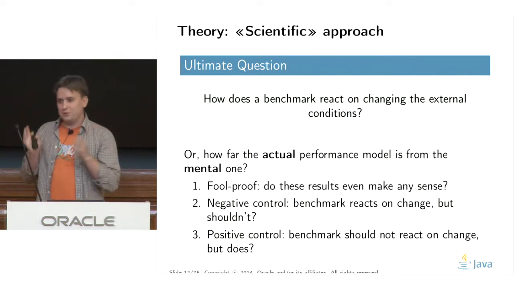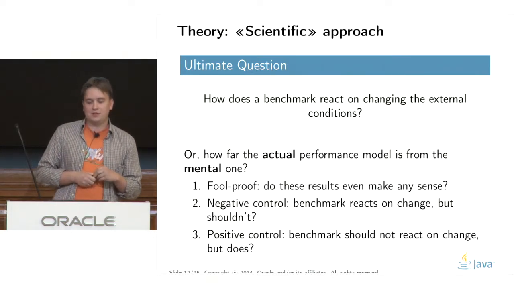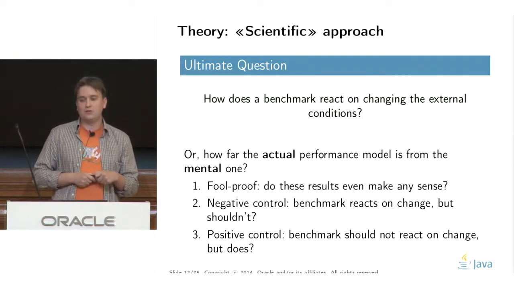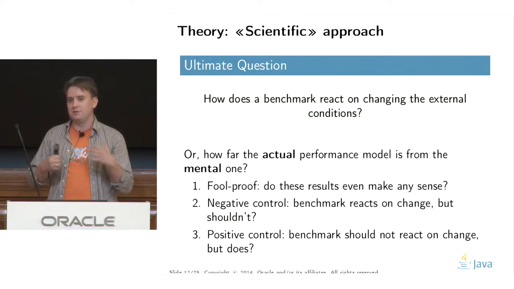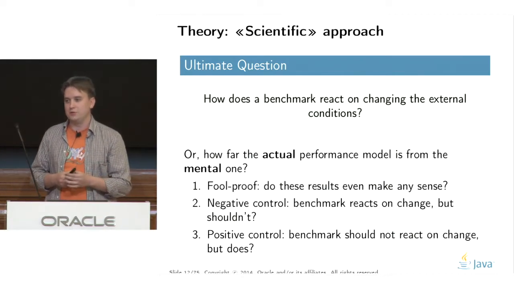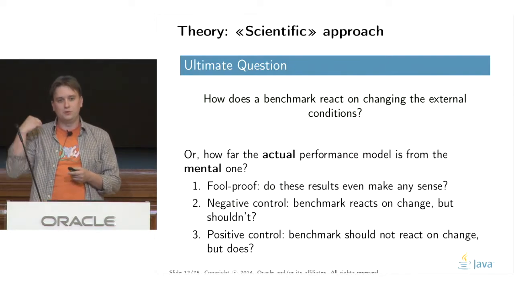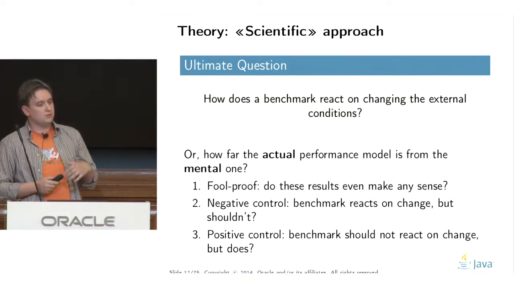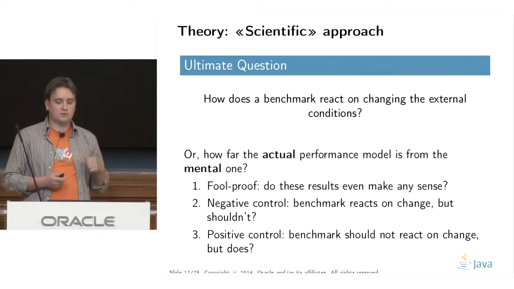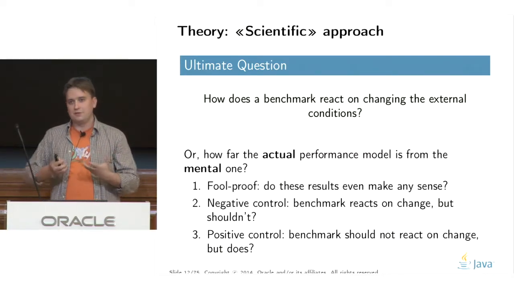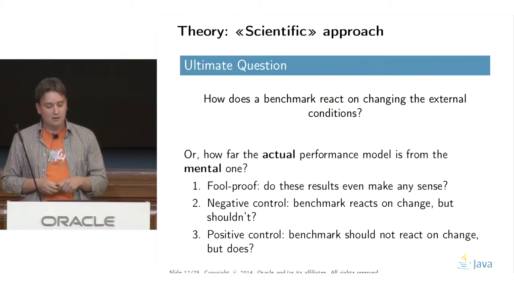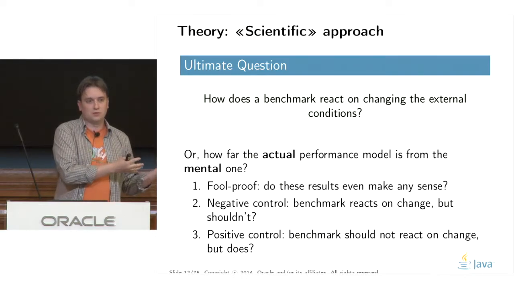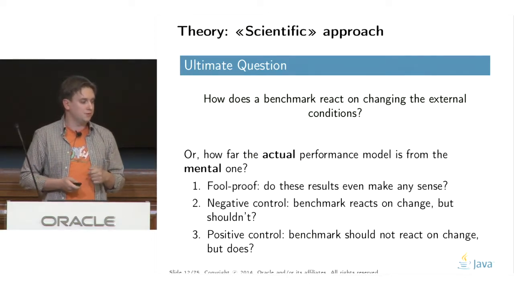For the scientific approach, when you deal with benchmarks, you want to answer the question, how does the benchmark react on changing the external conditions? Because you want to figure out how the actual performance model that you derive from the empirical data matches the model that you have in your head about the system, the model that you use to predict how the system will perform in the future. And you will have lots of sub-questions when you try to answer this one. So whether the results that you get from the benchmark make any sense at all, and whether this benchmark really reacts on the changes you wanted it to react to, and vice versa.